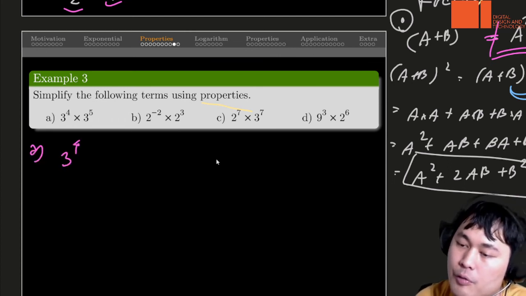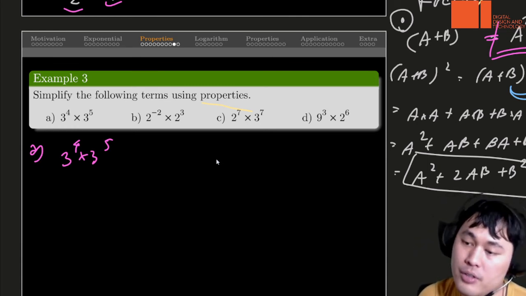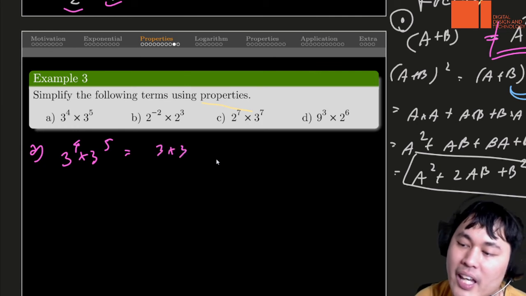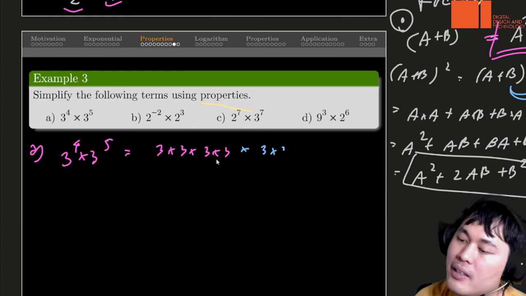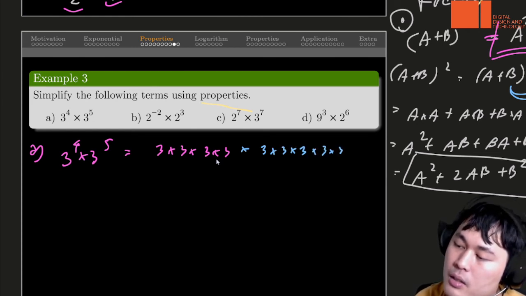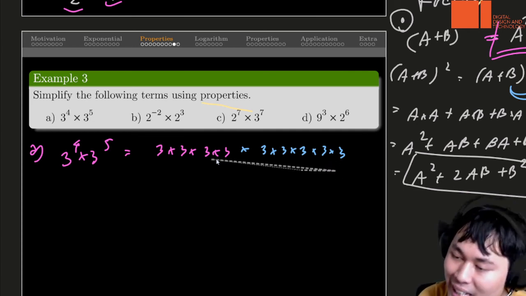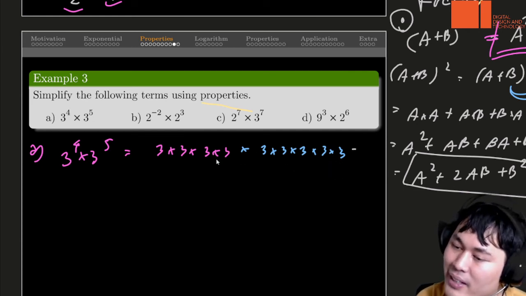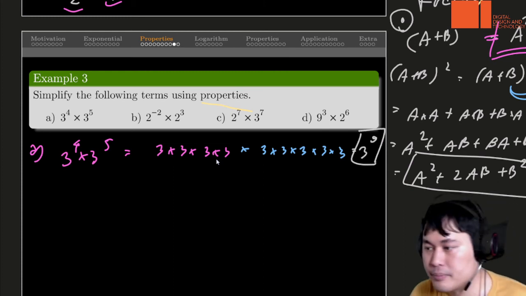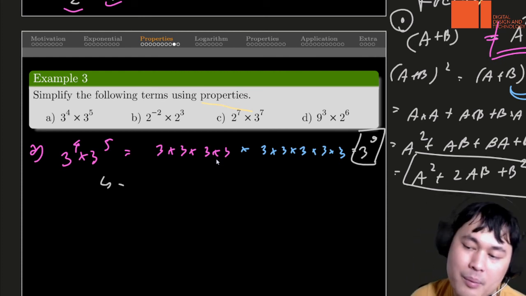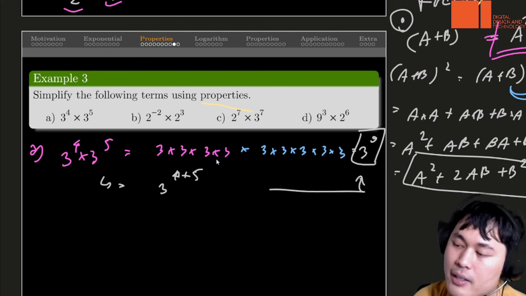So we have 3 to the power of 4 times 3 to the power of 5. Suppose you don't use any property, and you expand everything out, you will get 4 copies of 3 for the first term, and then 5 copies of 3 for the second term. If you don't use property, that's all we have. And then you can count. Oh, actually there are 9 copies of that. So the answer is 3 to the power of 9. But of course, I suggest you use a property. 4 plus 9.